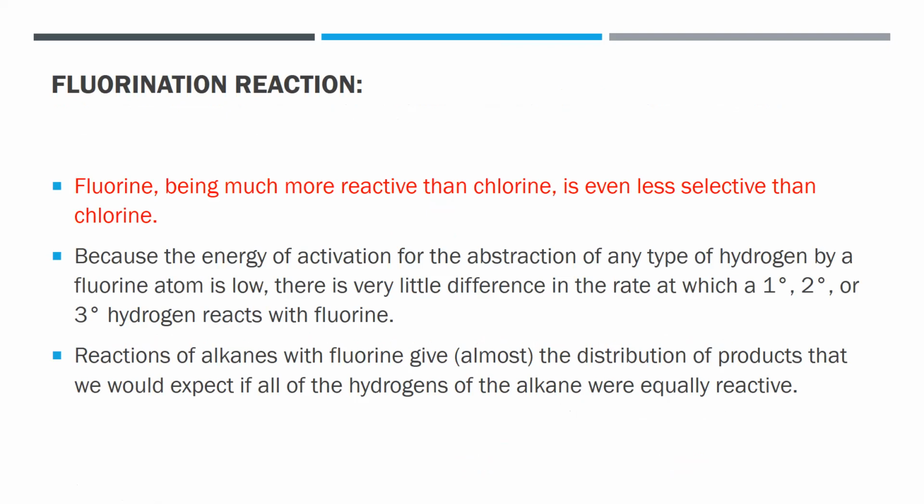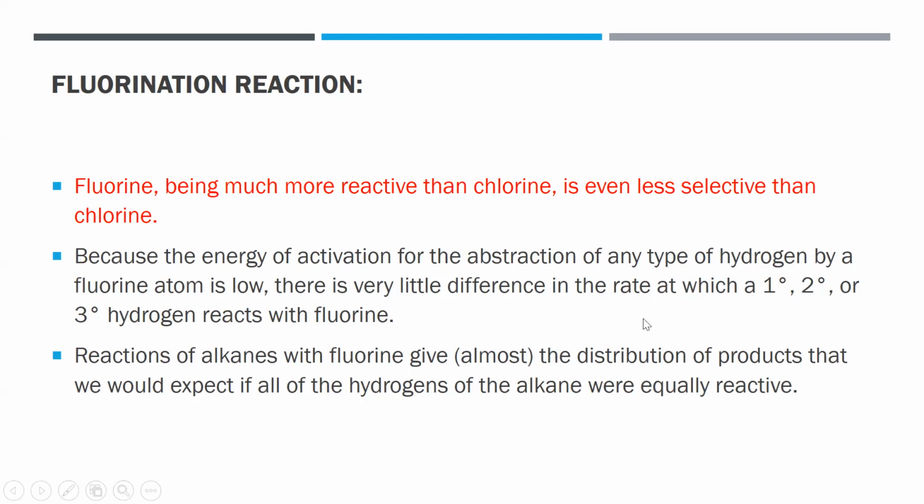And what if you're going to use fluorine instead of bromine or chlorine? Fluorine, being a smaller atom compared to chlorine and bromine, is actually more reactive than chlorine, and even less selective than chlorine. So if fluorine is much less selective, how much more for chlorine. Because the energy of activation for the abstraction of any type of hydrogen by the fluorine atom is low, there is little difference in the rate.